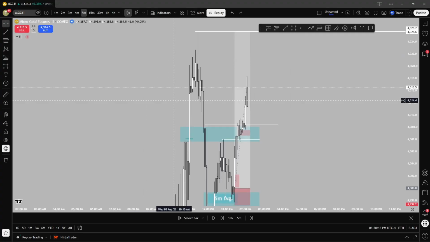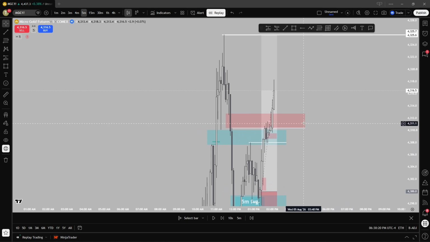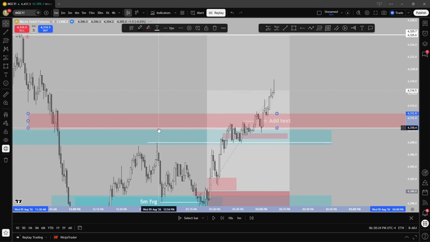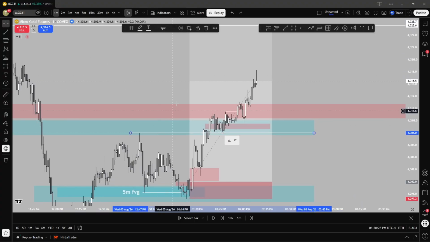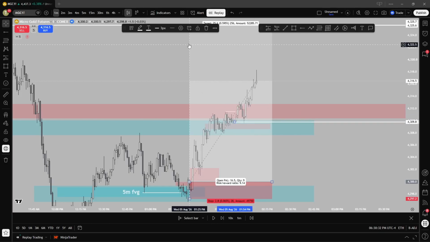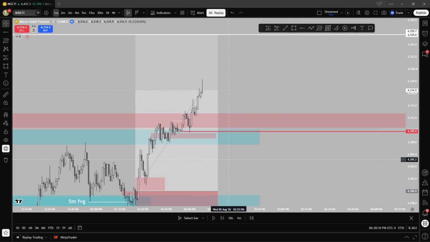Come here on the 5-minute. We just inverse this gap here. So if we were to pull back, this would be a good area for price to hold. Now I'm going to drop back to the 1-minute. And I'm going to trail my stop loss and make it right here. This is going to be my trailing stop.